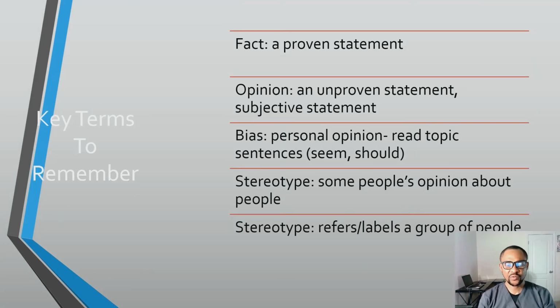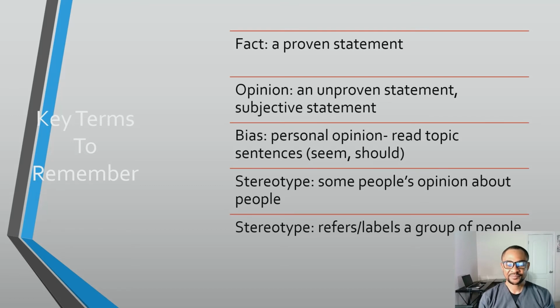So so far there are some terms that you ought to remember. Terms like fact, opinion, bias, and stereotype. Simply stated, fact is a proven statement. When a statement is proven, it is a fact. When it is unproven, it is an opinion. So opinion is the opposite of a fact. Opinion is always subjective. It is when somebody says what he or she thinks about a particular thing.